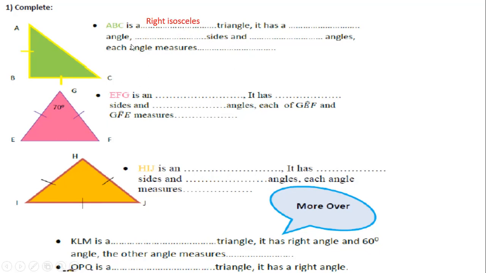What kind of angle does it have? It has a 90 degree angle. It has a right angle. So this angle is a right angle. And what about these two sides? They are equal.